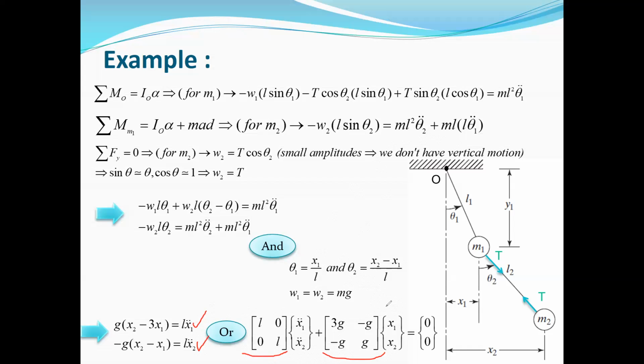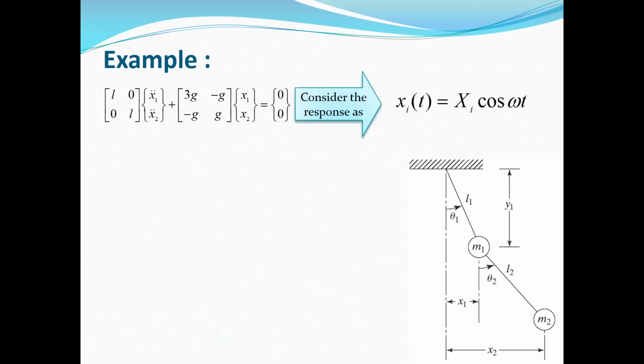Because here we have a vibrating motion, in fact, despite there being no spring, we have the stiffness matrix. So the next step, we need to solve this equation to obtain the natural frequencies and mode shapes. For this purpose, we need to consider the response in harmonic form.